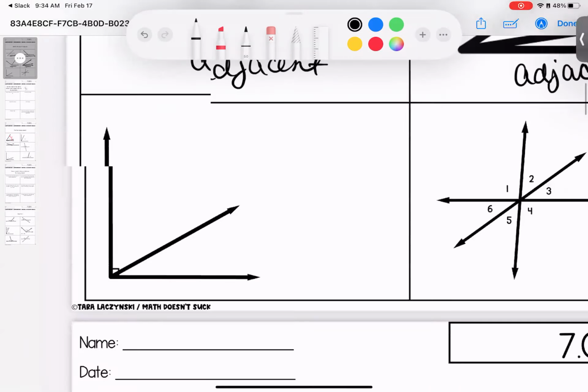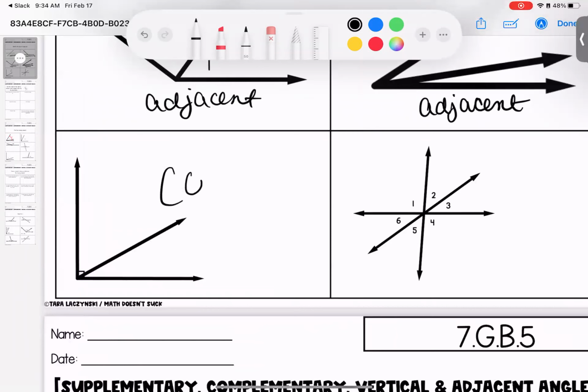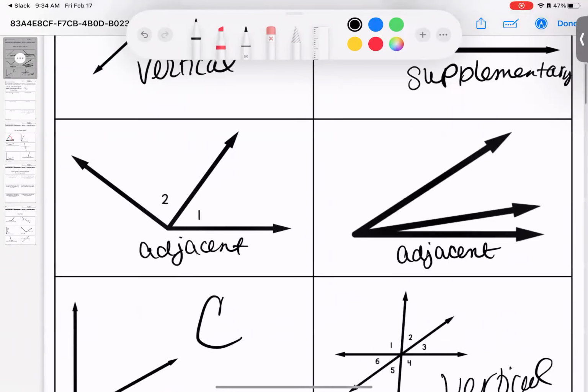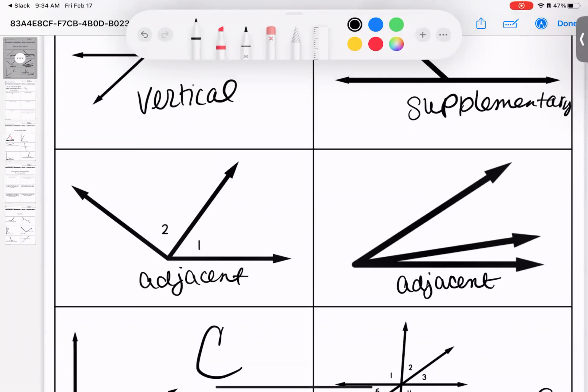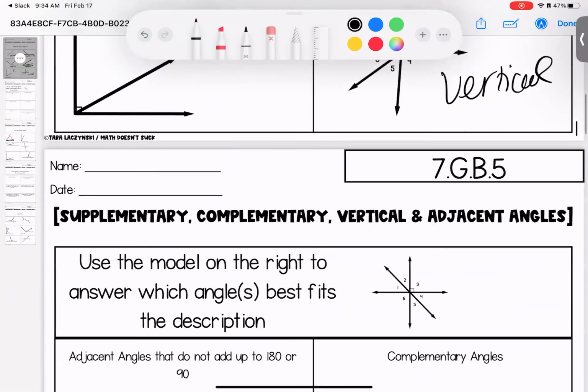These are complementary. Complementary have to add up to 90 degrees. That is the main difference between complementary and adjacent. And then these would be considered vertical. So we have vertical, supplementary, adjacent, adjacent, complementary, and vertical. Any questions? Bring them with you to class.